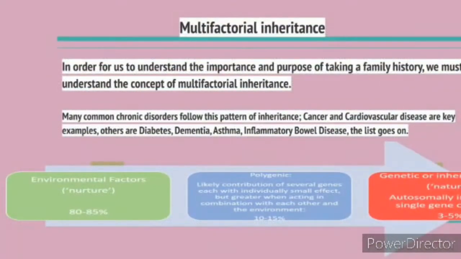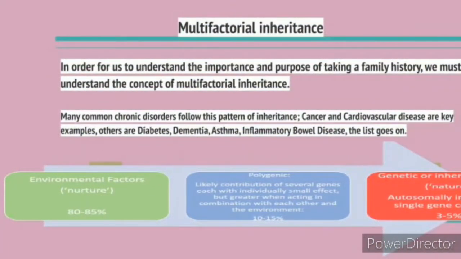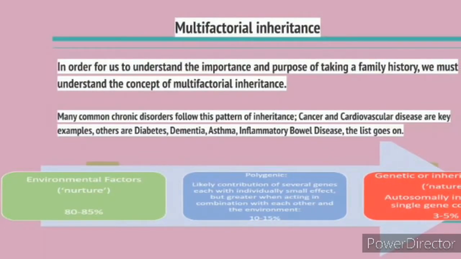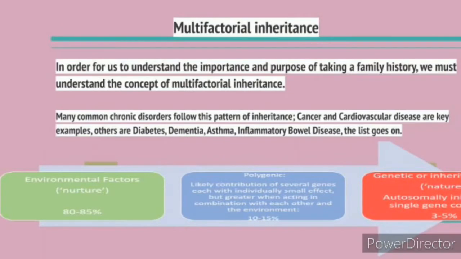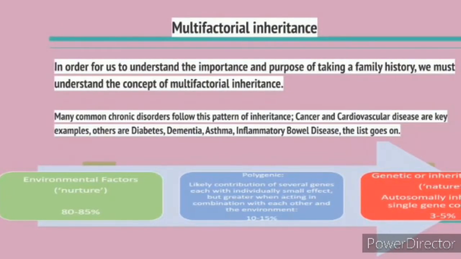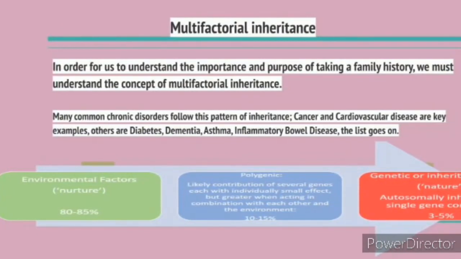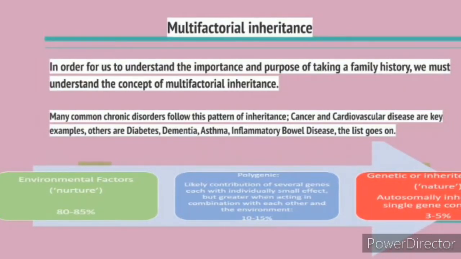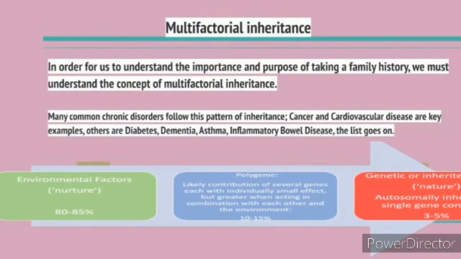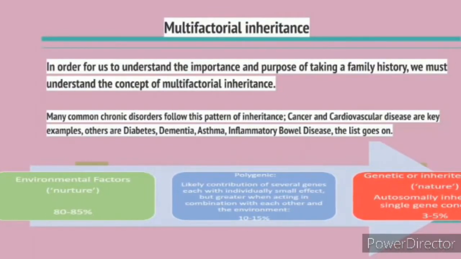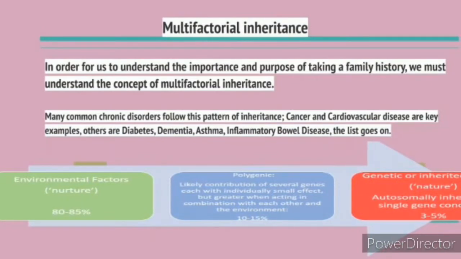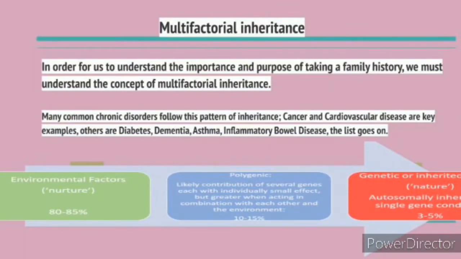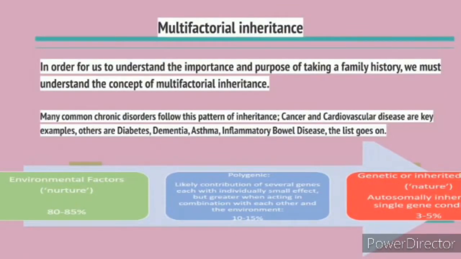Okay, to continue, we are moving on to multifactorial inheritance. In order to understand the importance of family history, we must understand the concept of multifactorial inheritance. What are we saying about this? Well, for example, many chronic diseases run in the family, for example cancer and cardiovascular disease. Other examples could be diabetes, dementia, asthma, and inflammatory bowel disease. For this, we have multifactorial inheritance.